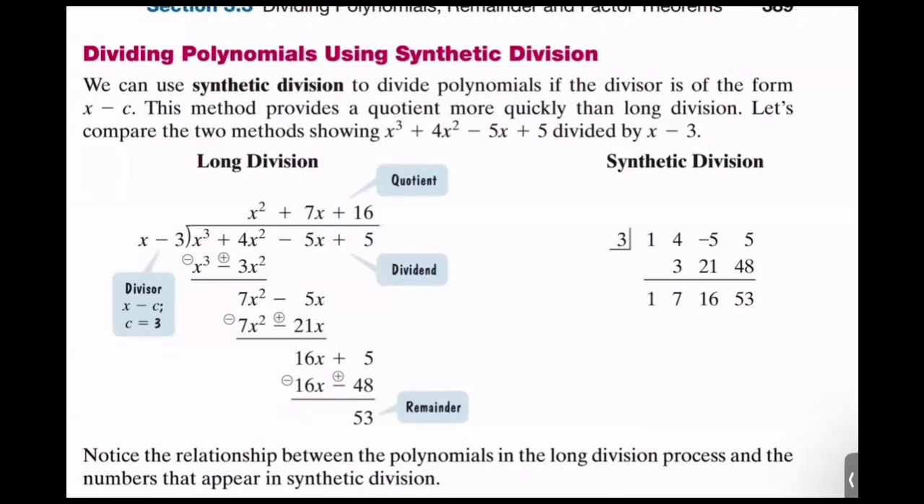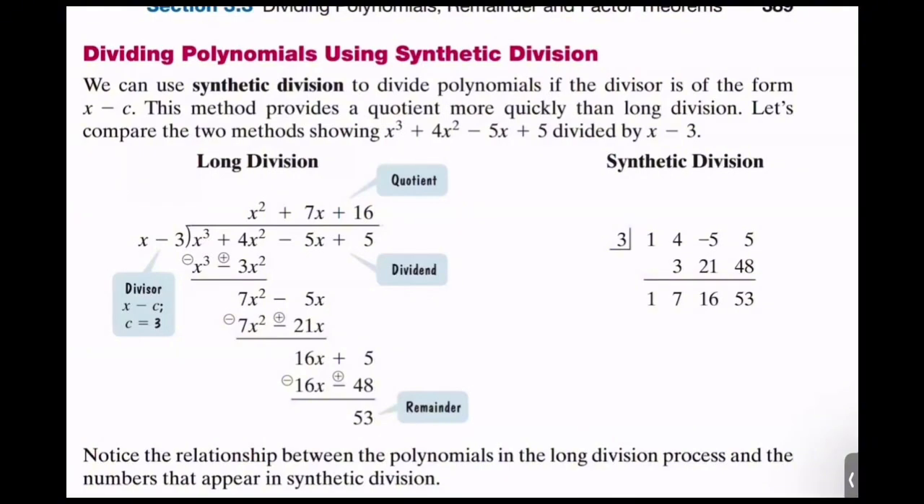The thing that we're dividing into is on top. Think about it. Where do you think the 3 came from? Good. The only thing that's tricky is if this was x plus 3, this would be negative. That's the only thing you have to be careful of, because the form is x minus c.